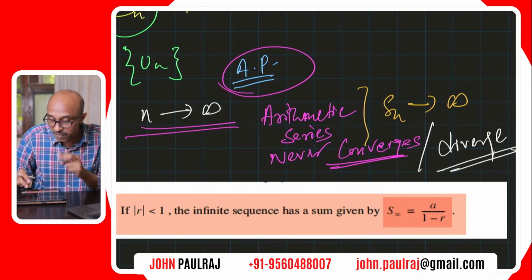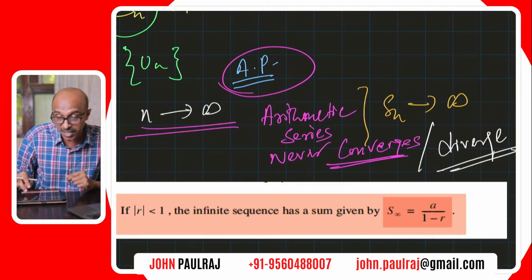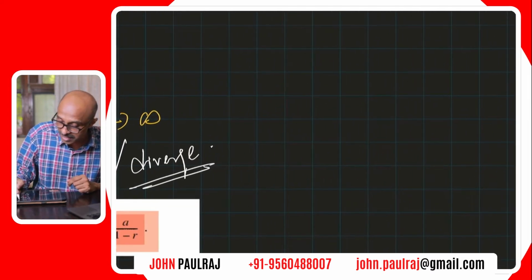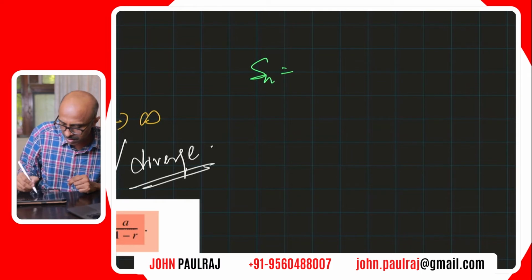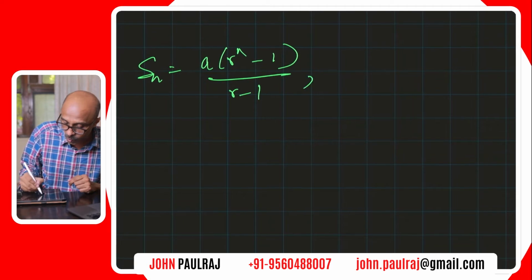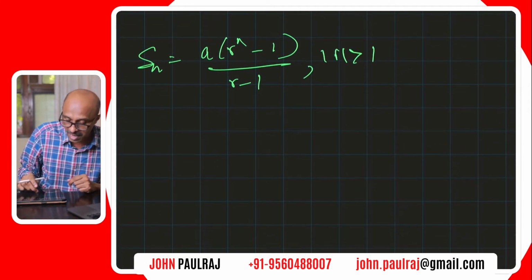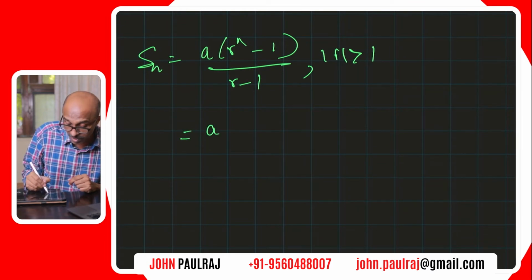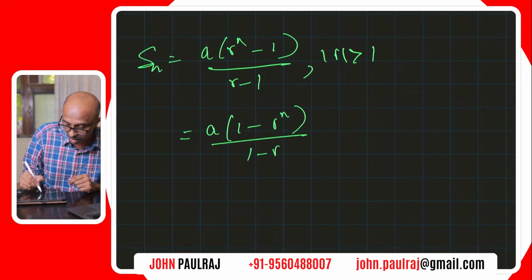But we have two different formulae for Sn for a geometric series, right? We have Sn is equal to a times r to the power of n minus 1 over r minus 1. This formula is applicable when the absolute value of r is greater than 1. And then we have another formula, which says a times 1 minus r to the power of n over 1 minus r, when the absolute value of r is less than 1.